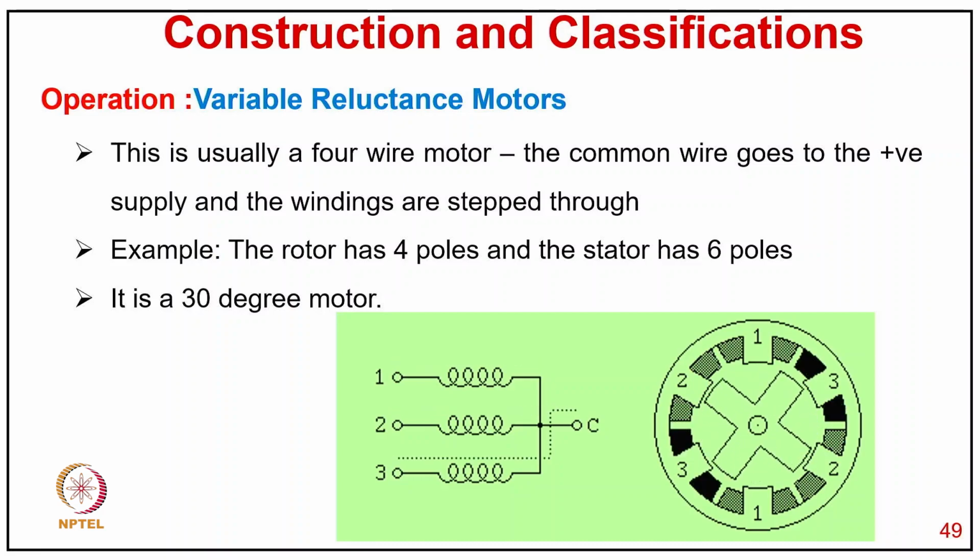The common wire goes to the positive terminal of the supply voltage, and the rotor has 4 poles and the stator has 6 poles. It is a 30-degree step angle motor. Here is how the step angle comes about: 360 divided by the number of poles gives 90, and in 90 degrees all three phases should be excited. So 90 divided by 3 becomes 30 degrees, which is the step angle, and we call it the stroke angle.